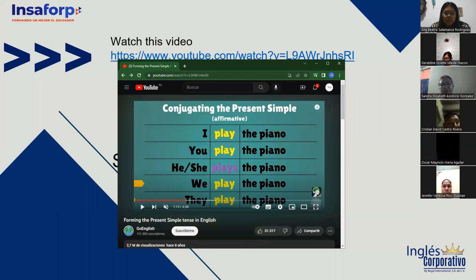Con el mismo verbo, okay, que es play. I play the piano, okay? You play the piano. Ahora, cuando es tercera persona, when it's third person, that is he or she plays, okay? We are going to add the letter S. Le vamos a agregar la letra S. Por esa razón, en este caso sería he plays the piano or she plays the piano, okay?